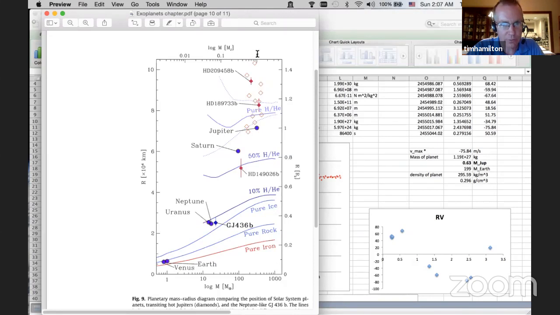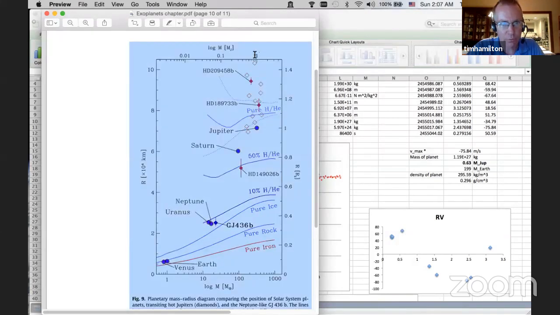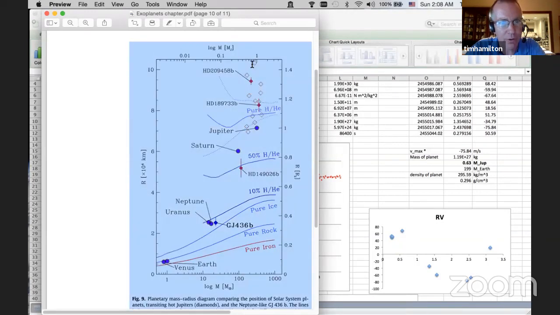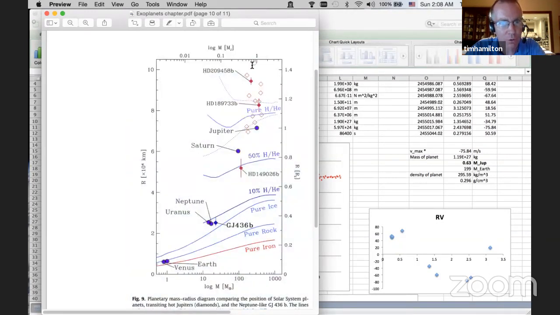1.4 Jupiter radii. So here's, oops, I'll just use my cursor. 1, 2, so about here. And then, oh no, that was the wrong one. 0.63 Jupiter masses. So 1, 9, 8, 7, 6, 3 is right about here. And we go down to 1.4 Jupiter radii. So it's way up here. So it's somewhere in the top right-hand corner between these two red diamonds.